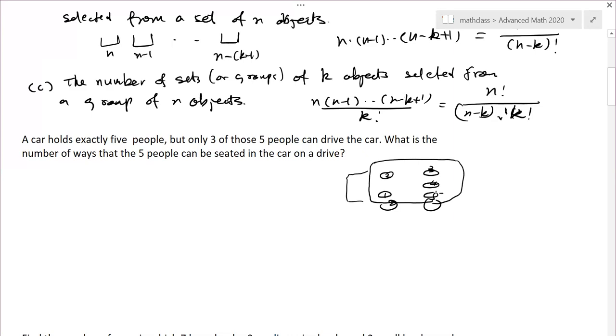So how to do that? Well, 3 of them have a driver license, so we have to make sure that for the first seat, I have 3 choices, because I have to select one with a driver license. For the second seat, already one is gone, so I have 4 choices. For the third seat, 2 of them are gone, 3 people left, so I have 3 choices. For the fourth seat, I have 2 choices. For the last seat, I only have 1 choice.